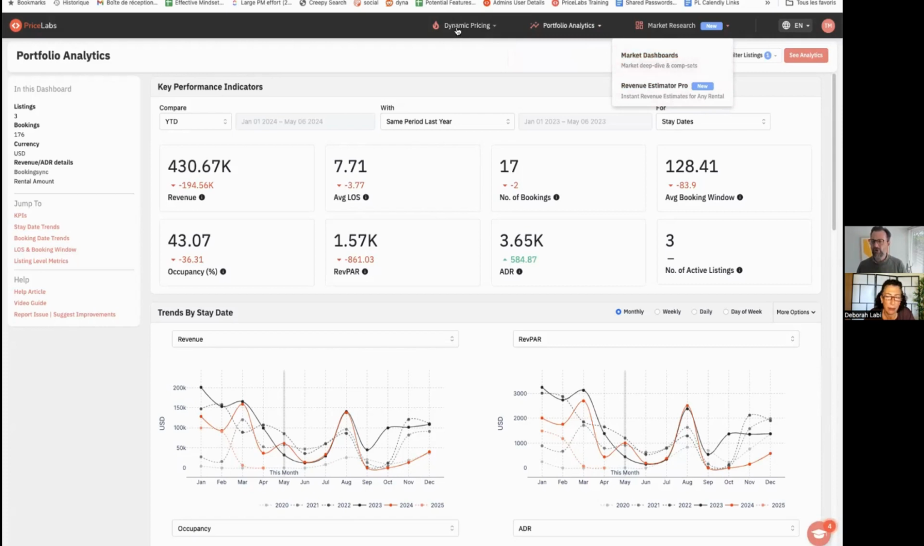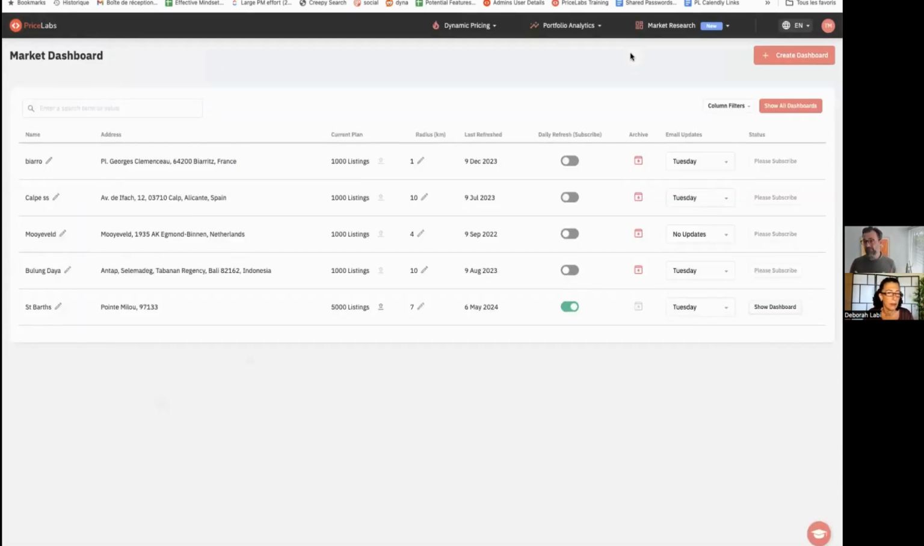I showed earlier for a listing the pacing data, the hyperlocal market around this. Maybe here, when I'm entering a market, I don't know anything. I don't have a listing per se. I just want to know how's the market doing, right? I'm going to enter a new market. I want to have data around the average length of stay in this market.